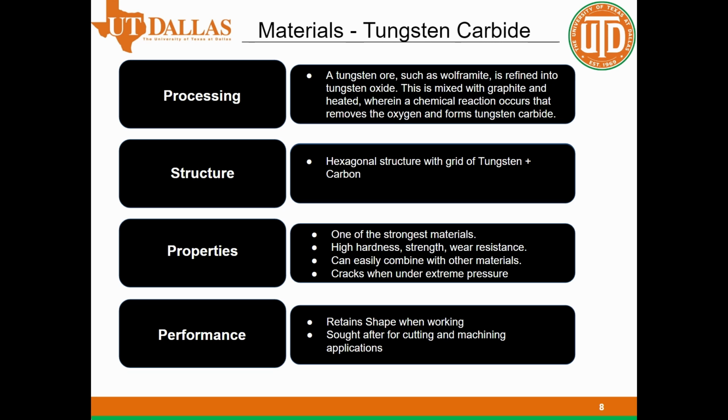And lastly, tungsten carbide is ultimately formed by a chemical reaction between wolframite and graphite. The resulting structure is a hexagonal structure with a grid of tungsten and carbon. Tungsten carbide is one of the strongest materials available, rivaling diamond. It has a very high hardness, strength, and wear resistance. It is a good material in the machining industry because it maintains its shape when working, and due to its mechanical properties, it is one of the most sought after cutting and machining materials.